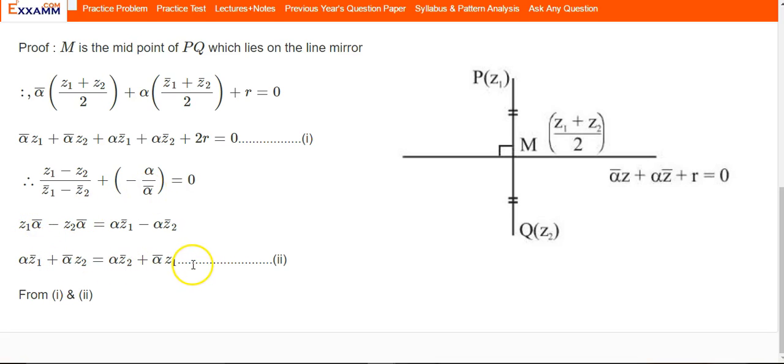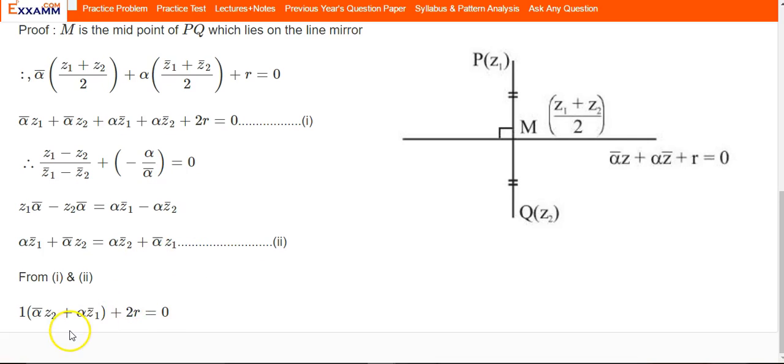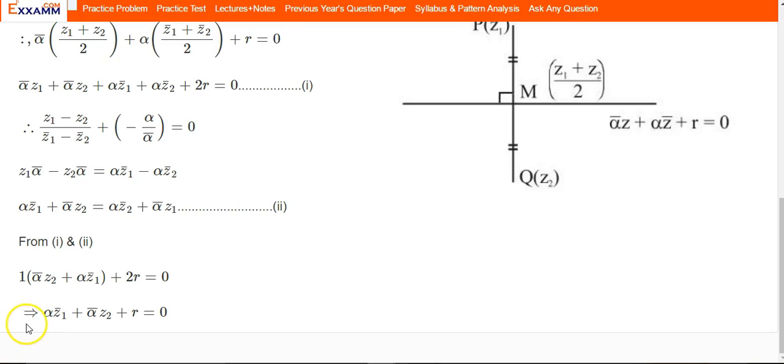equation. So by solving these two equations, the final answer we get is this: alpha Z1 bar plus alpha bar Z2 plus R is equal to 0. So if this equation is given and the coordinates of Z1 are given, then we can find the value of Z2, or in any other permutation or combination.